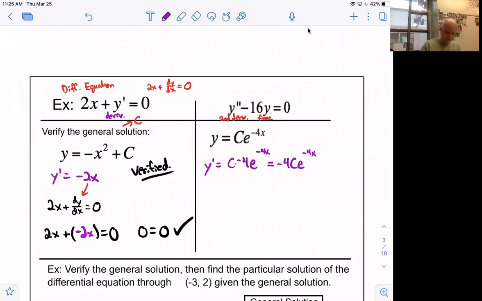That's my y prime. My y double prime would be the same sort of thing. So negative 4c times, and then we take the derivative of this again, so negative 4e to the negative 4x. We end up with 16c e to the negative 4x. Okay, so now we've got our second derivative, and we've got our original function.